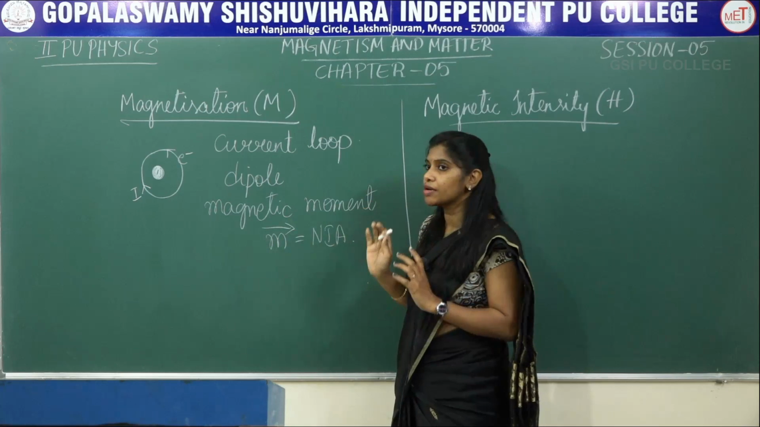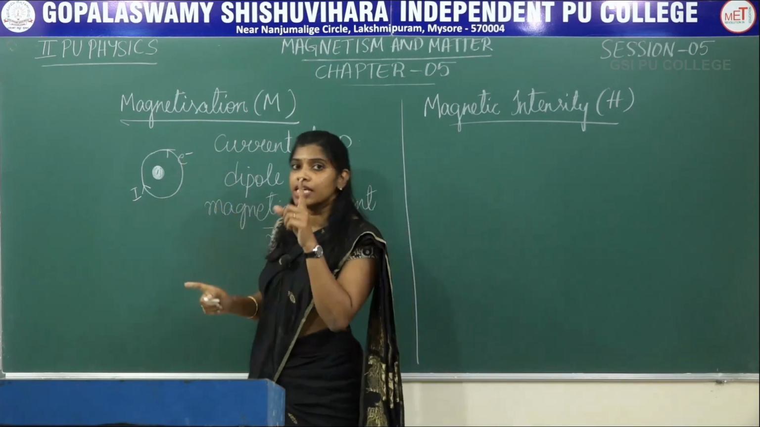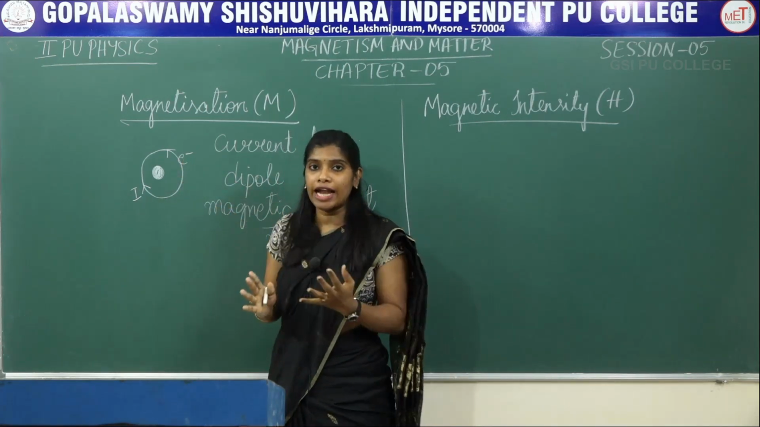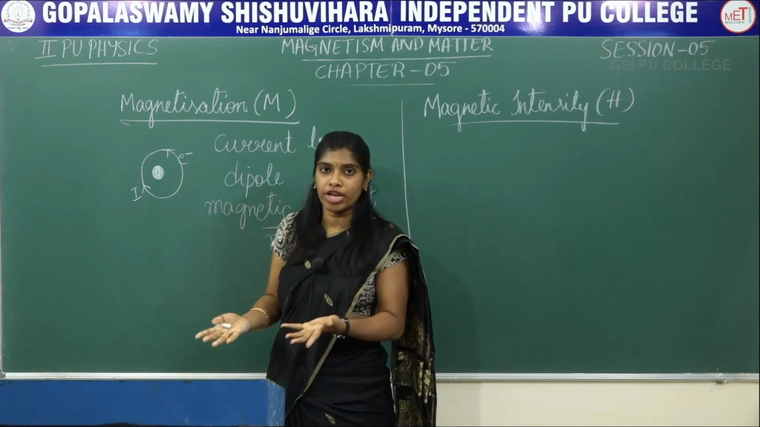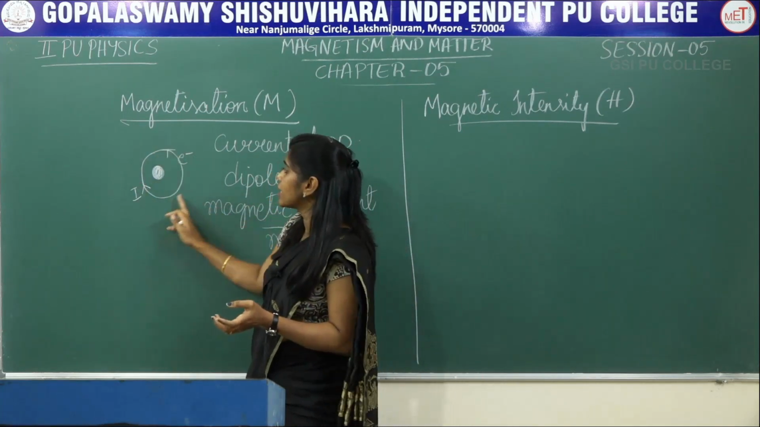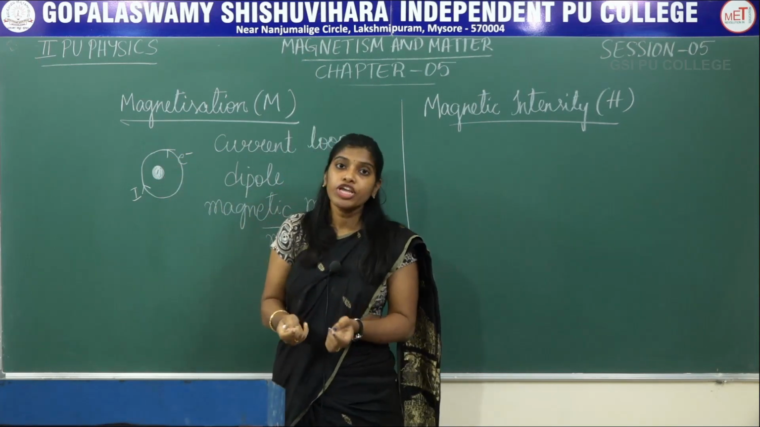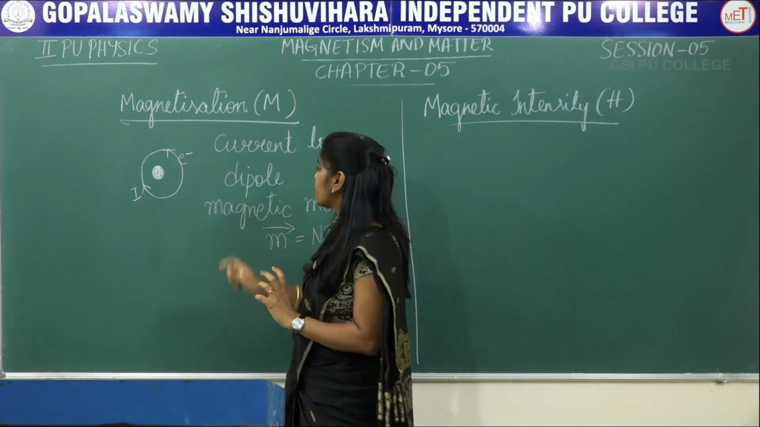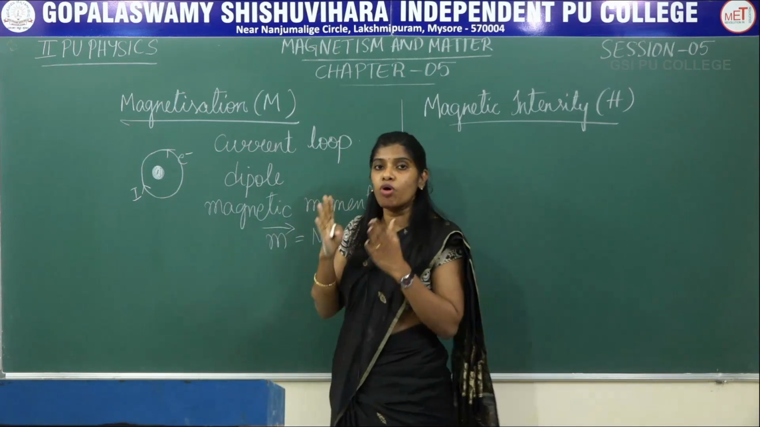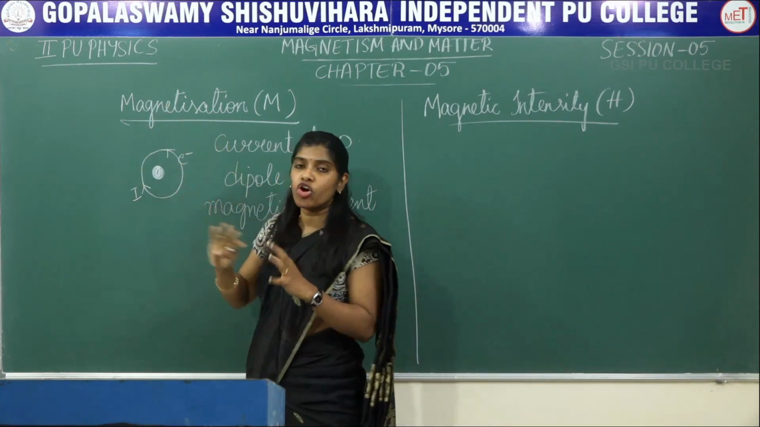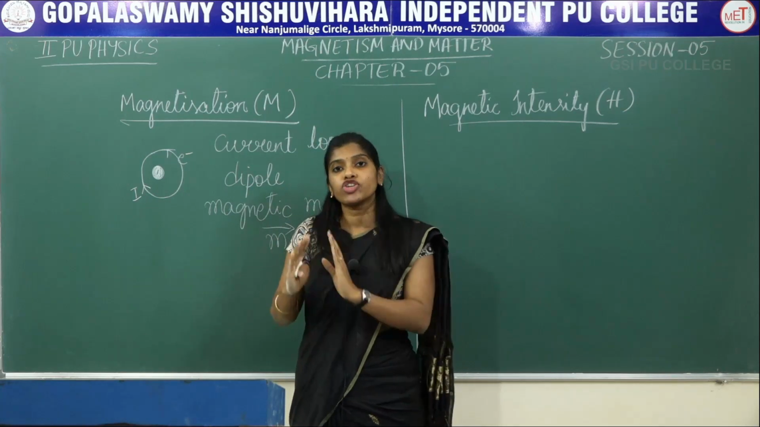Now this is the magnetic moment, but this is the story of a single electron. But in an atom there may be many electrons. I have just taken a single electron, but there will be many electrons in an atom. So in that case, what happens to the magnetic moment? The magnetic moments of all the electrons will be added vectorially.